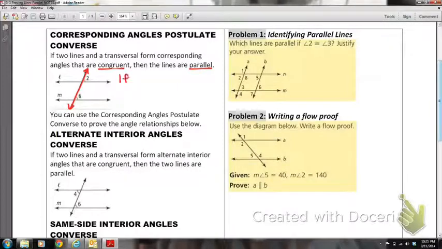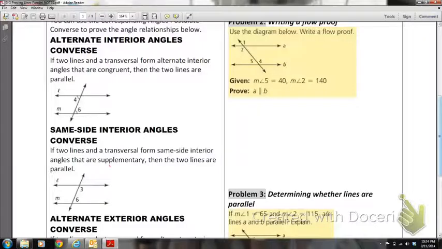So here we have if angle 2 is congruent to angle 6 and they are corresponding angles, then we can say that line L is parallel to line M. And this converse of the corresponding angles postulate is actually used in the proofs for the angle relationships below. So let's look at the ones below.